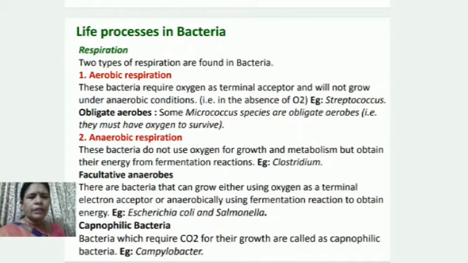And what is facultative anaerobes? They are bacteria that can grow either using oxygen as terminal electron acceptor or anaerobically using fermentation reaction to obtain energy. For example, Escherichia coli and Salmonella. What is capnophilic bacteria means? Bacteria which require carbon dioxide for growth are called capnophilic bacteria. For example, Campylobacter.